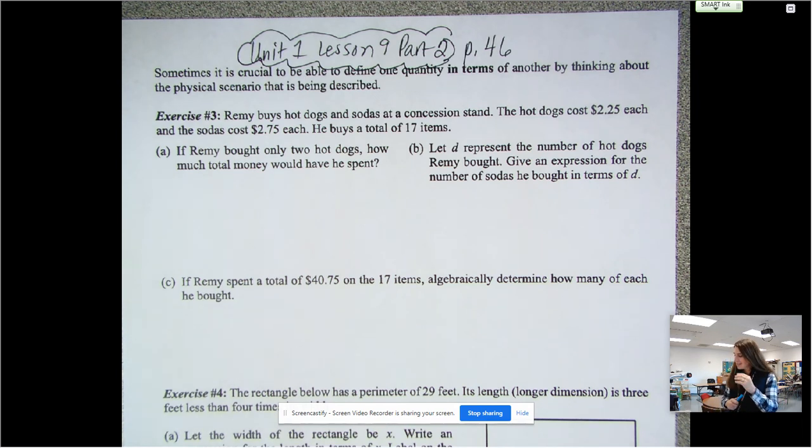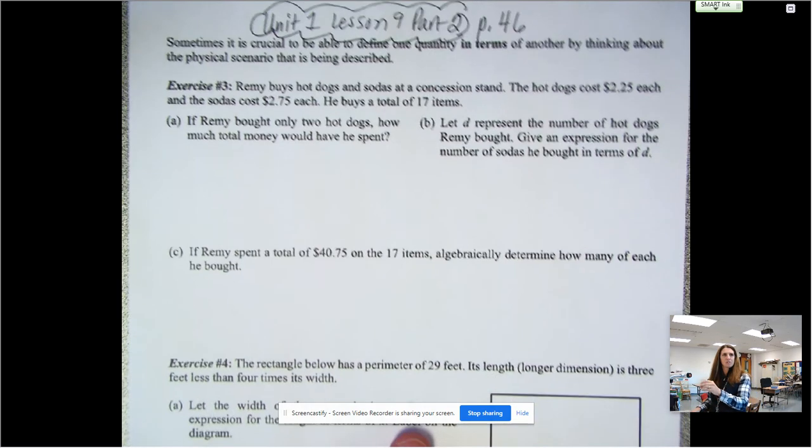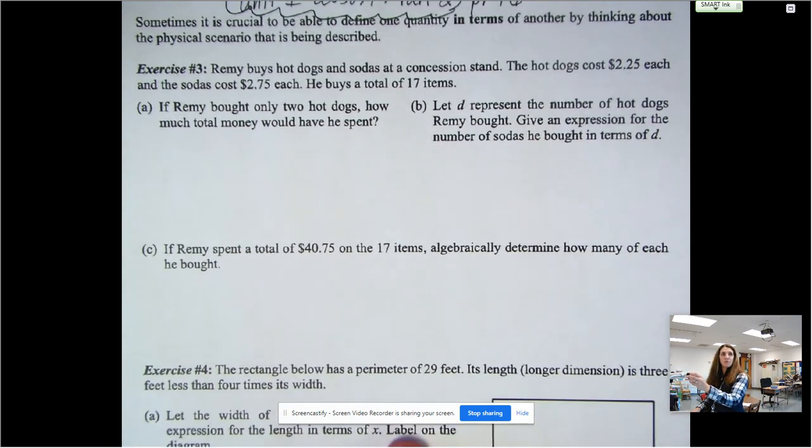So, page 46. Sometimes it is crucial to be able to define one quantity in terms of another by thinking about the physical scenario that is being described. Exercise number 3. Remy buys hot dogs and sodas at a concession stand. I'm not going to highlight anything yet. I can get the gist of these buying hot dogs and sodas. Oh, but here comes some important stuff.